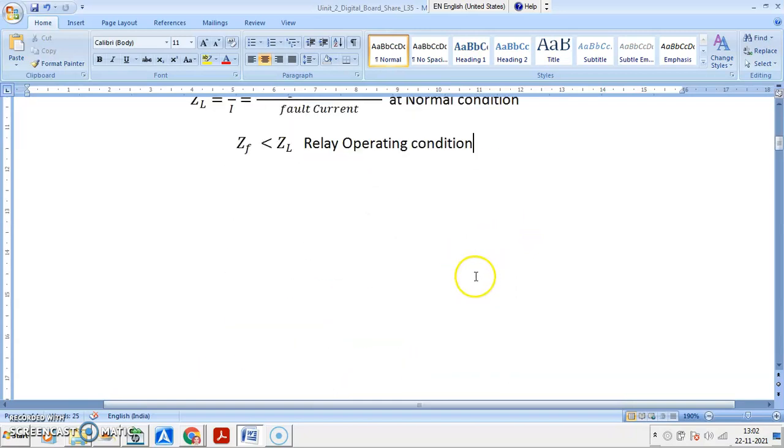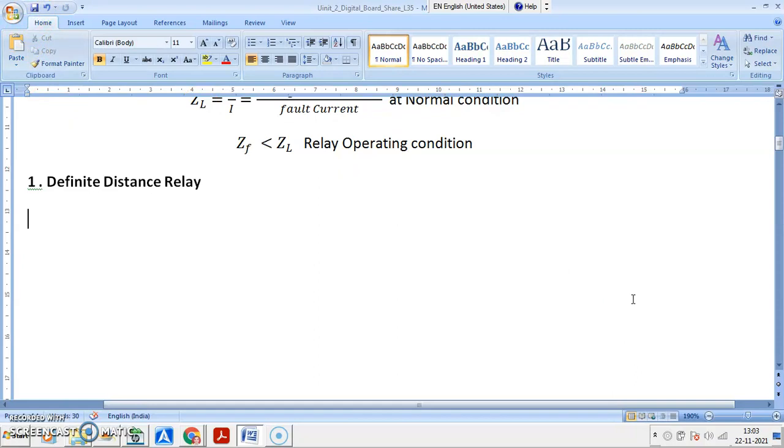There are certain types of distance relays. One is called definite distance relay. This is one of the types of distance relay. Okay.